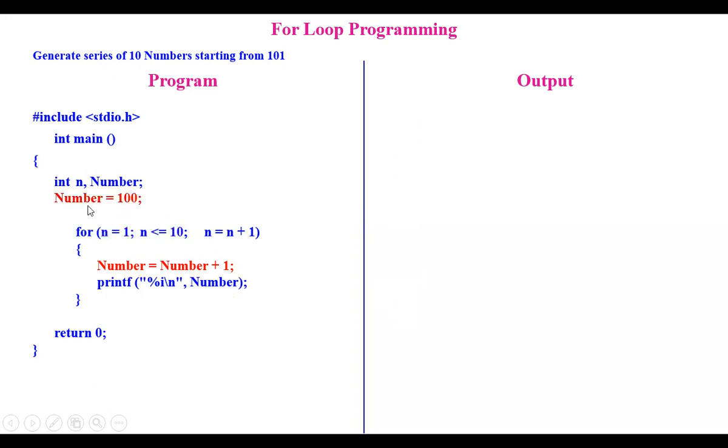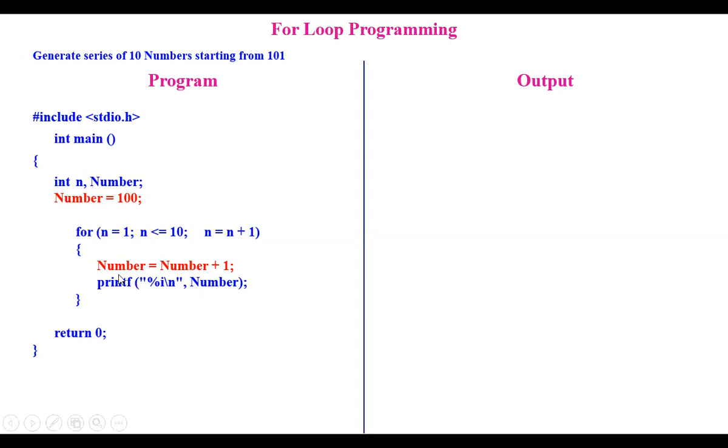Now, suppose I have initialized this number as 100 only. Even though I want to display starting with 101, I have taken 100. That means I want to display 101 first. That's why this number is equal to number plus 1. This incrementing of this number is done here itself. That means 100 plus 1, 101. So it starts printing 101 here. So even though I have taken 100 as the initial number, it starts with displaying 101.